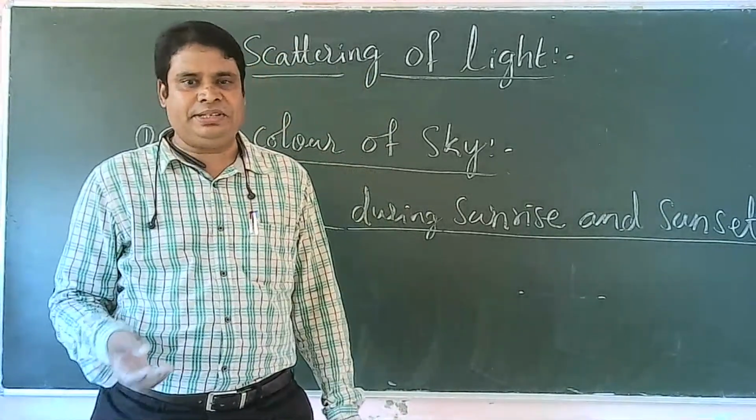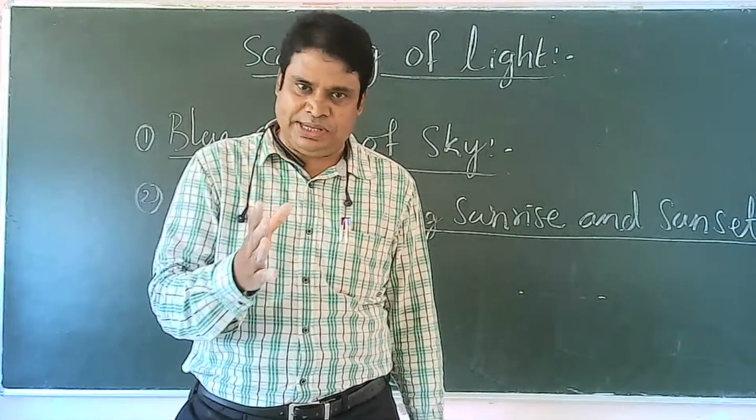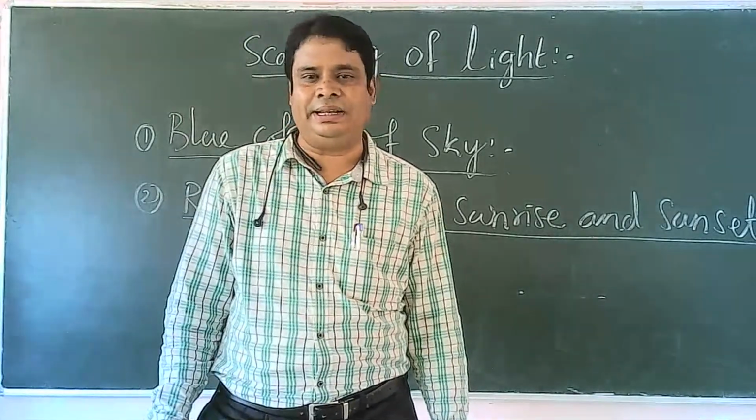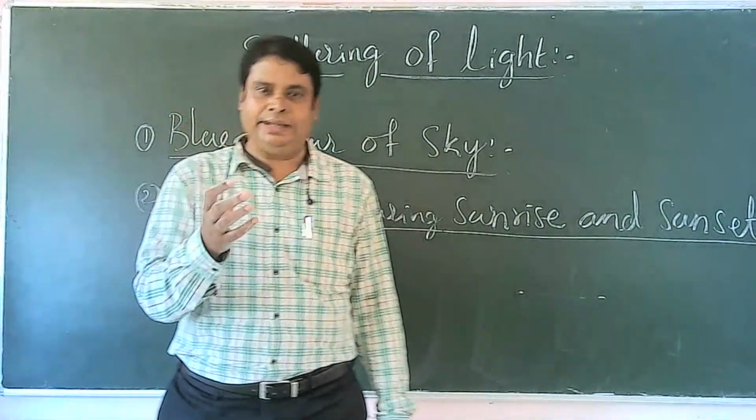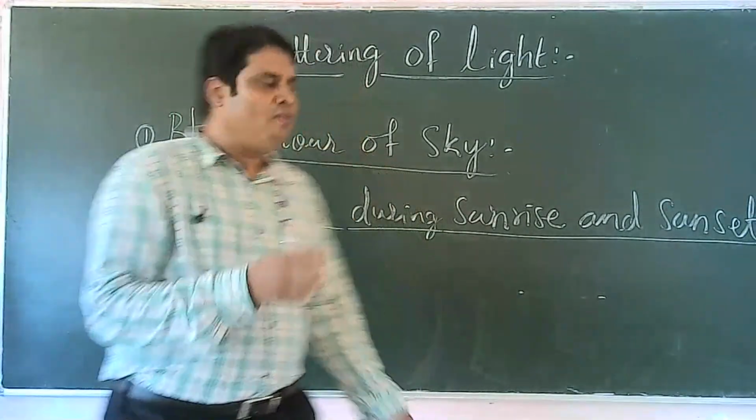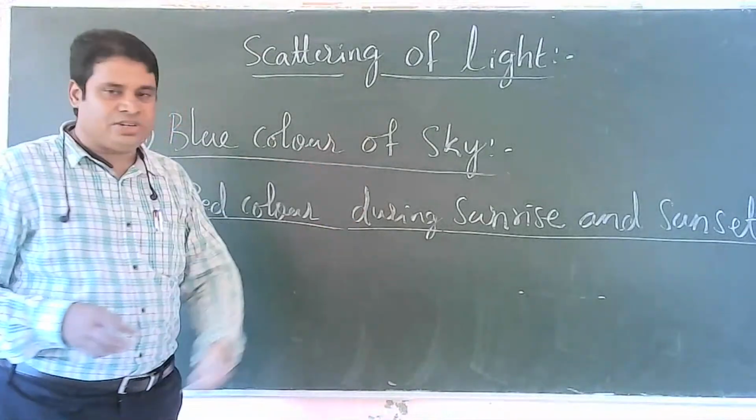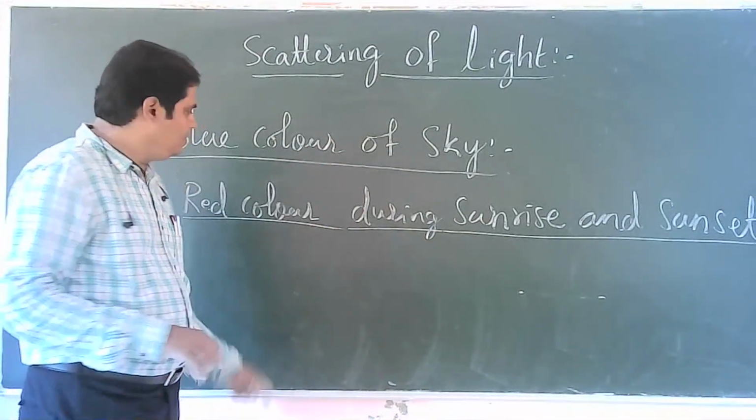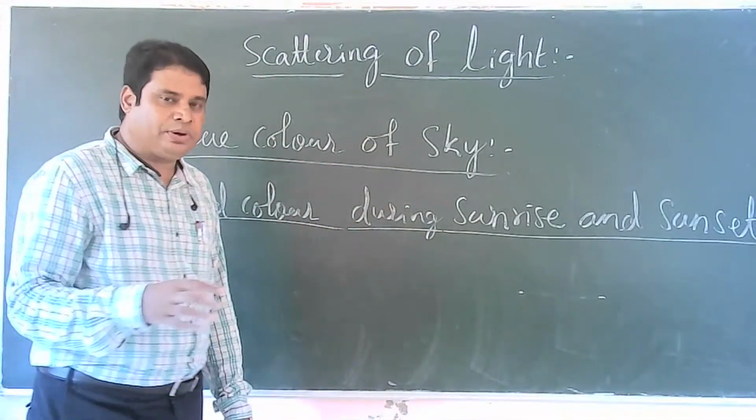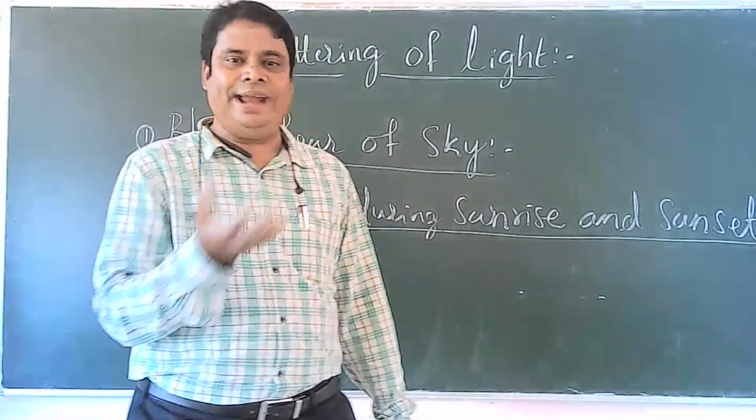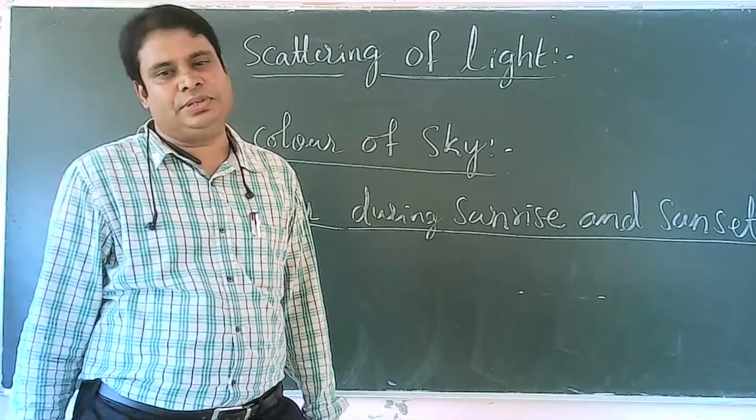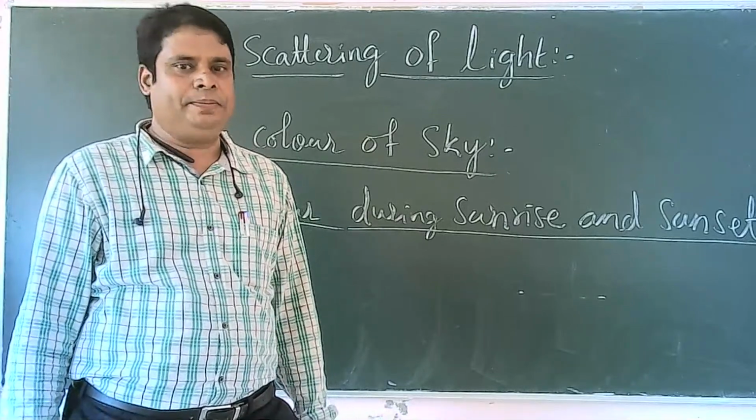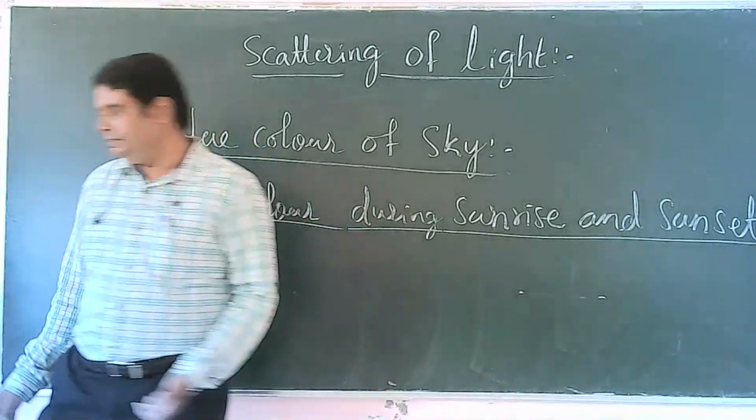Why? We can explain all these natural phenomena using the concept of scattering. By using the concept of scattering, we can explain why the sky is blue, why we observe red color during sunrise and sunset, and even white clouds also. Okay, let's study one by one.